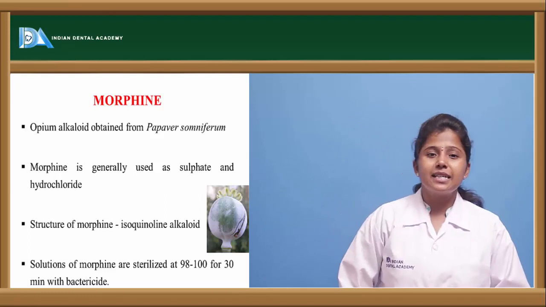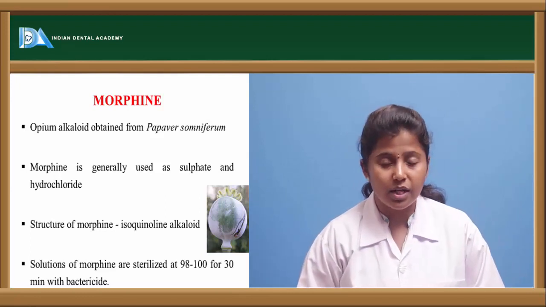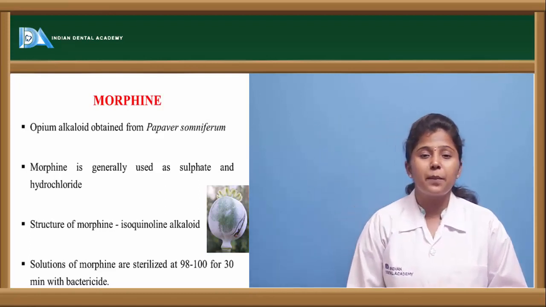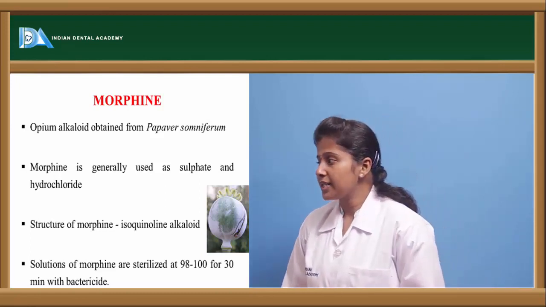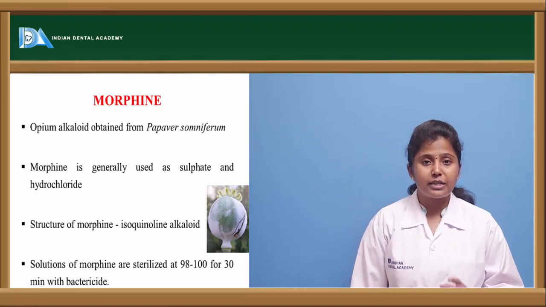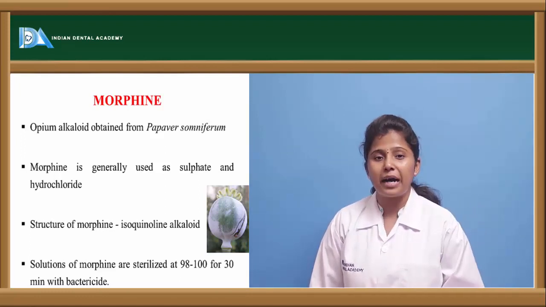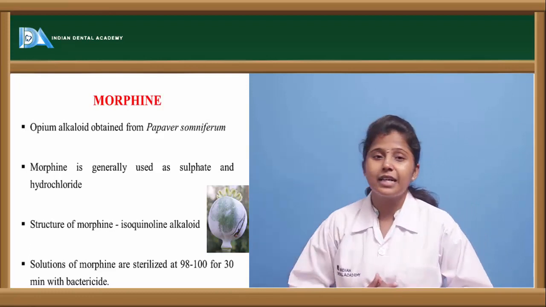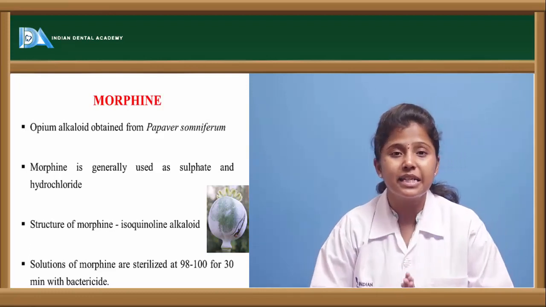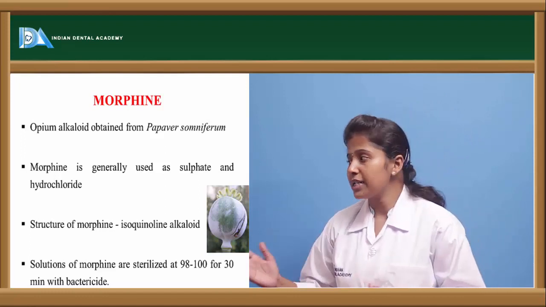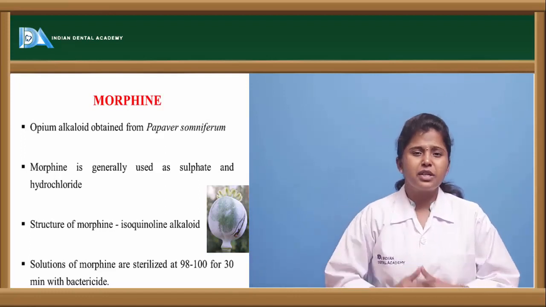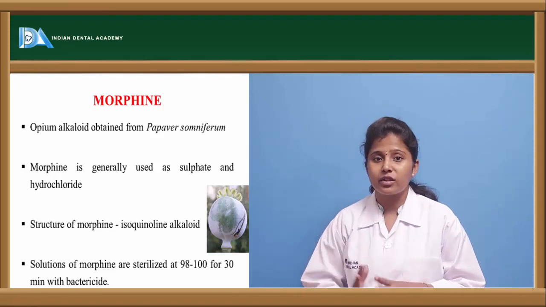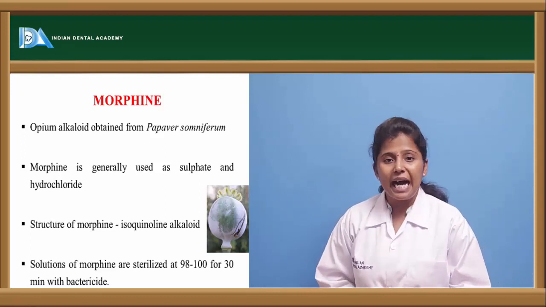Now let us see the pharmacology of individual drugs. Morphine is a drug obtained from the plant Papaver somniferum, and it is an opium alkaloid. This is the alkaloid part of the plant, and morphine is generally present either in the sulfate form or in the hydrochloride form. The free form is not that active; it is present along with the sulfate or along with the hydrochloride.